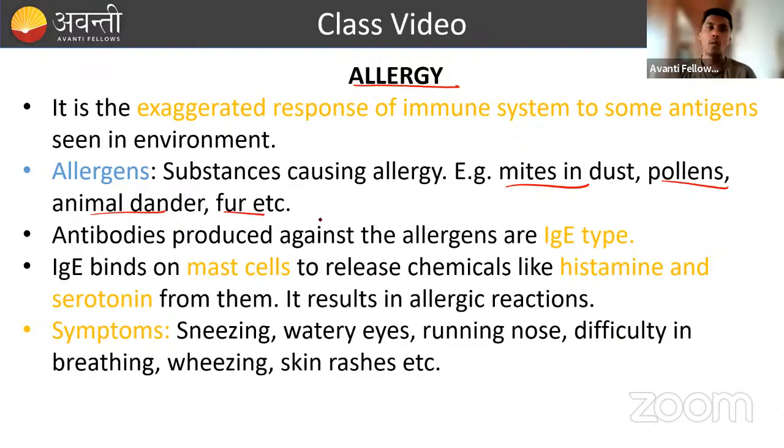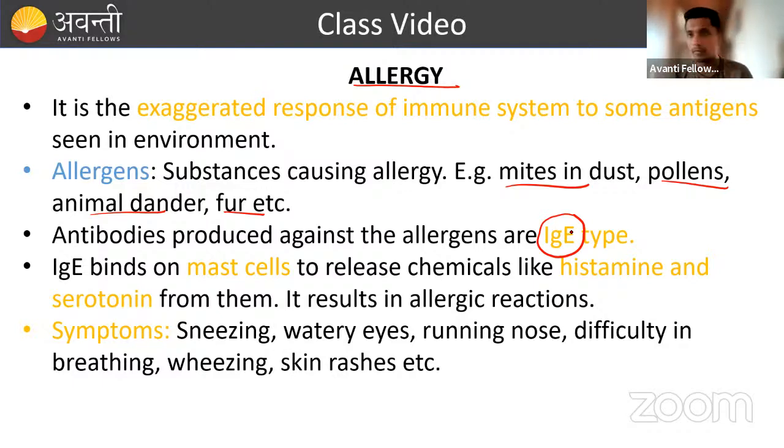Now, what happens in an allergy case? In allergy, a specific type of antibody is produced in a very high amount. What type of antibody is produced in a very high amount? IgE type of antibody. Remember this. IgE antibody is responsible for causing an allergic reaction. When the antigen comes, our B lymphocytes think it's a very big infection, so they produce a lot of antibodies. What type of antibodies? IgE type of antibodies.